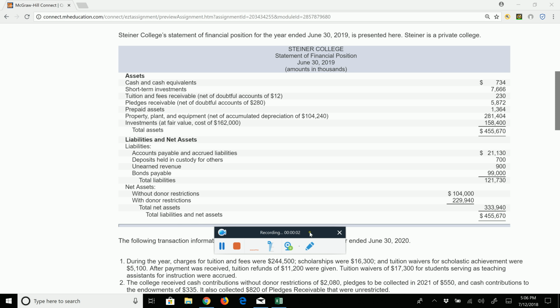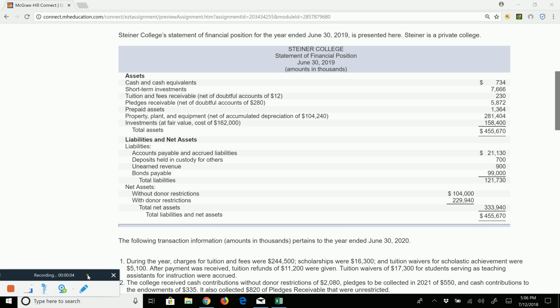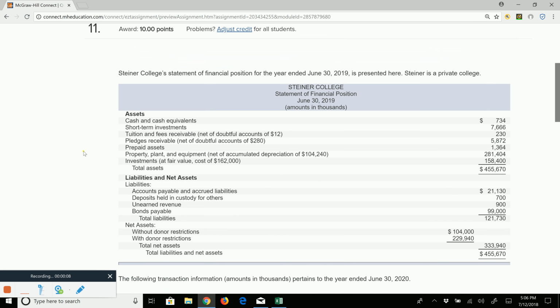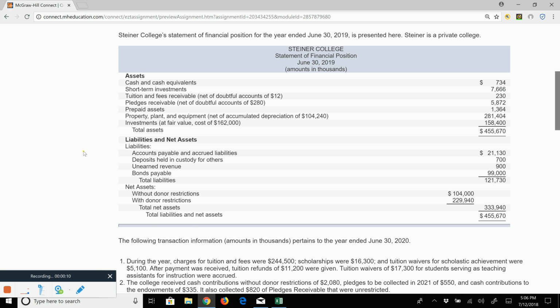Well, hello everyone. In this particular recording, we're going to go through our homework for our colleges and universities chapter. And what we're going to do here, we're going to go through three problems. First, I'm going to take a look at accounting for a private nonprofit college. And then we're going to take a look at journal entries for a public nonprofit college.